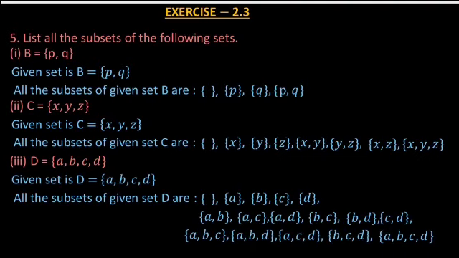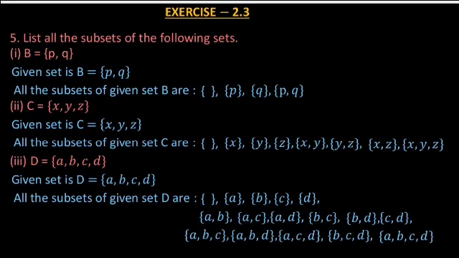Next, C is equal to set of X, Y, Z. All the subsets of the given set C are: empty set. First we take X, so every element we take as a set. Then we take 2 elements, every 2 elements, in order. First the empty set, then set of X, set of Y, set of Z, and then set of XY, set of YZ, and set of XZ. The last one is the set itself, since every set is a subset of itself.